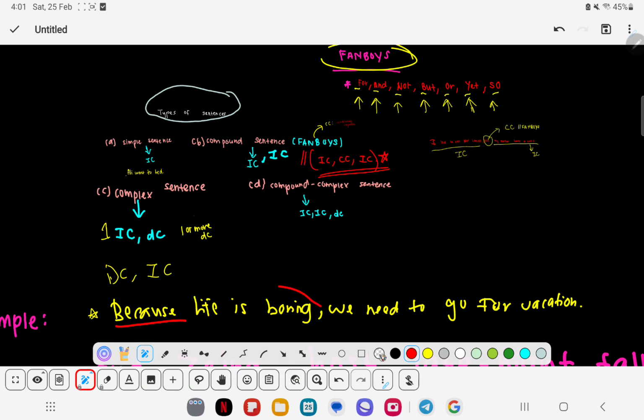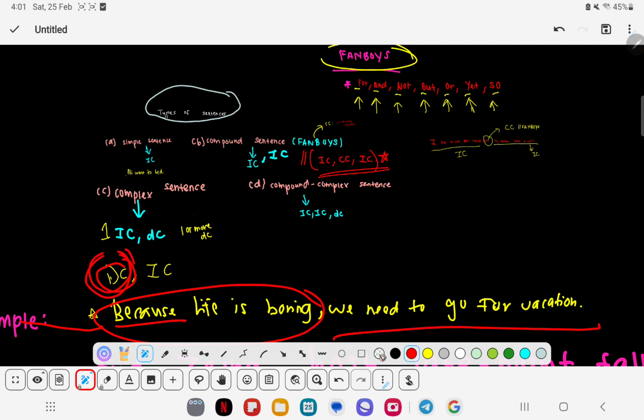As you see, this word is definitely DC. Because why? Because of the word because. Right? Because life is boring. That means there needs to be something in front of the word because. But since I didn't use it, it means that it's DC. And then here we can complete a sentence. We can construct and complete a sentence, which is we need to go for vacation. It's a complete sentence, that is IC. So DC comma IC is normally for the complex sentence.